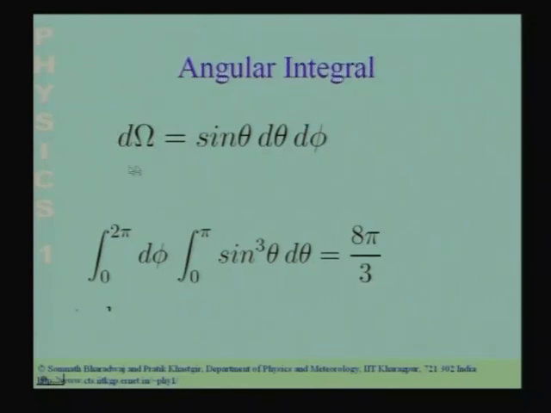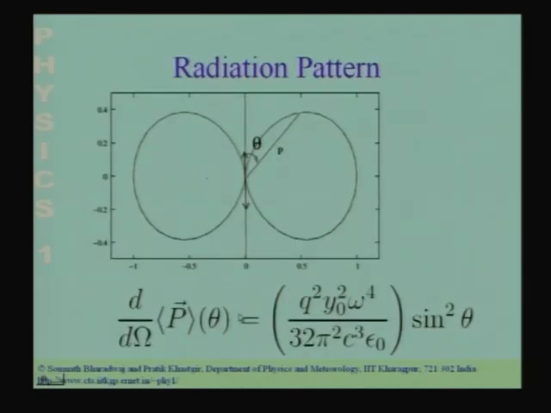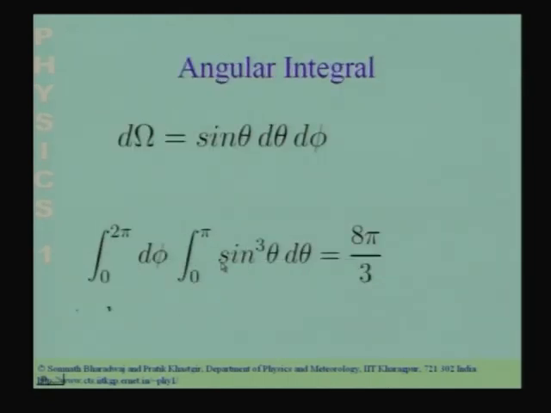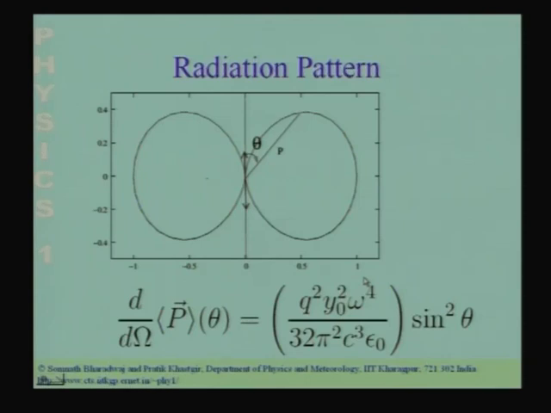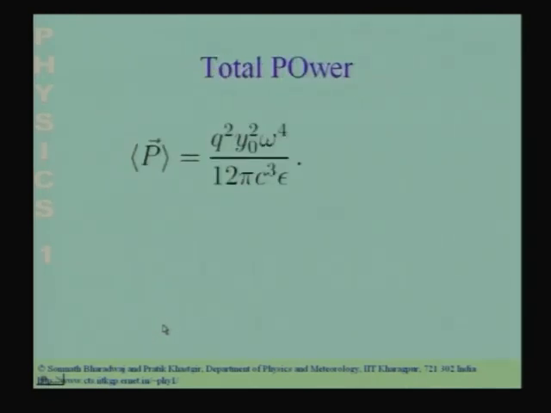So, d omega is sin theta d theta d phi, and I have to integrate the power per solid angle over all solid angles. So, I have the integral of sin cube theta d theta d phi. The range of theta is 0 to pi, the range of phi is 0 to 2 pi. If I do this integral, I will get a factor of 8 pi by 3. So, if I take the expression for the power emitted per solid angle and add up the contribution over all solid angles, then we get the total power.